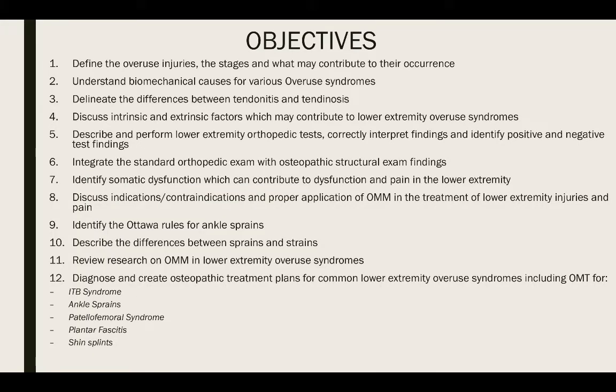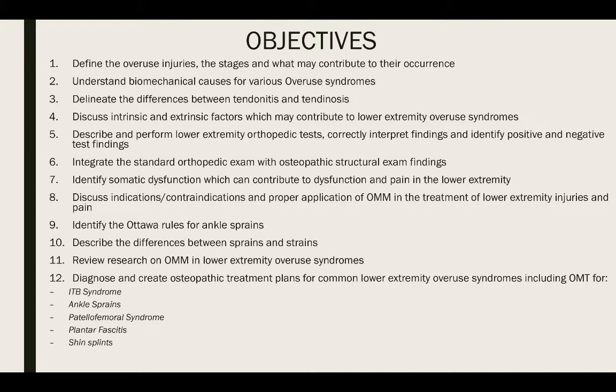So our objectives, we're really going to go over some overuse injuries today and what those stages are, understand some of the biomechanical causes for overuse injuries, talk a little bit about the difference between tendonitis and tendinosis, discuss intrinsic and extrinsic factors, describe lower extremity orthopedic tests and positive and negative findings, which you've done a lot of already in your doctoring class. And then we're going to integrate that standard orthopedic exam with how we're going to do our osteopathic exam. And they fit together really well and really easily. And so that's what I hope to help demonstrate today.